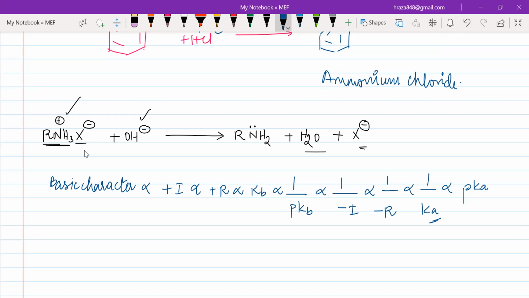Here, the problem comes because we see the basic character in the gaseous phase as well as in the solvent solution phase. I'll explain. First, writing. Always remember that this R has plus I.